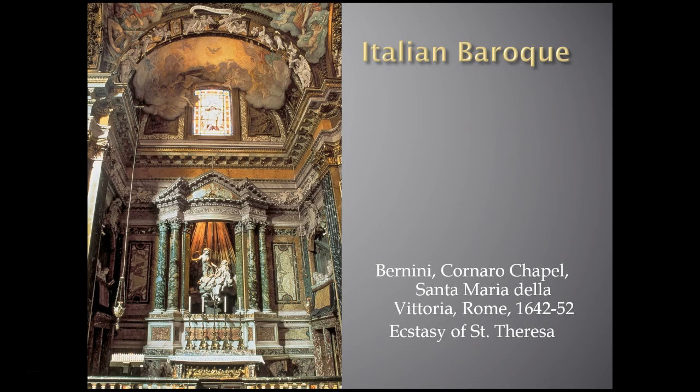It's located in the Cornaro Chapel in Santa Maria della Vittoria in Rome, and it's known as the Ecstasy of St Theresa. It is a central sculptural group in white marble set on an elevated stage in the Cornaro Chapel. It was designed and completed by Bernini, the leading sculptor of his day, who also designed the setting of the chapel in marble, stucco, and paint.